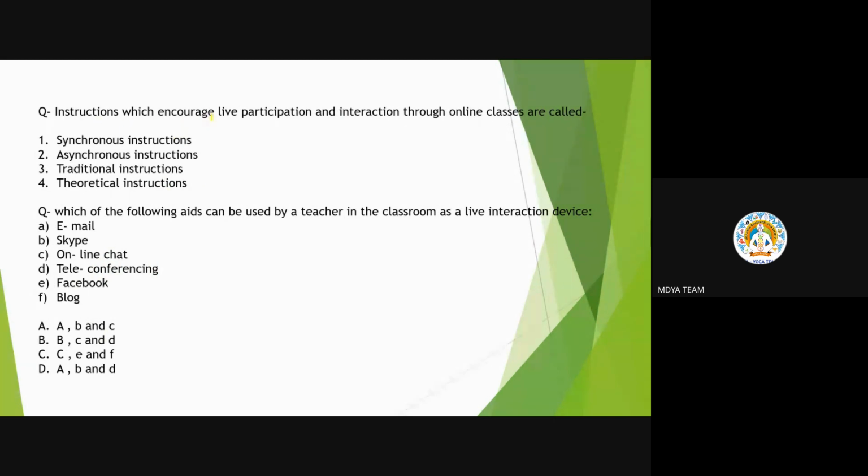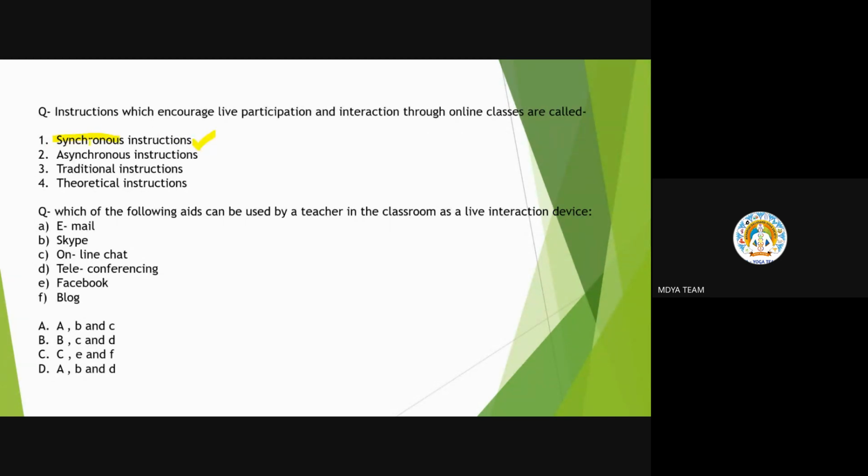Instructions which encourage live participation and interaction through online classes are called synchronous instruction. First one. If you only know the meaning of this word, you can get the answer. Synchronous instruction is right.